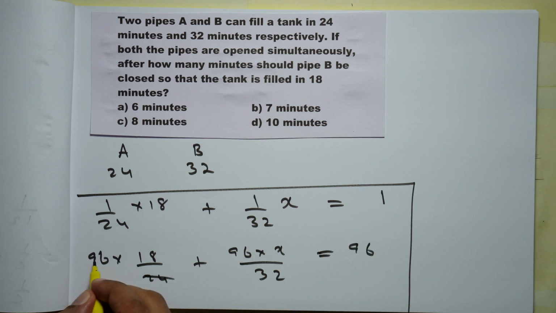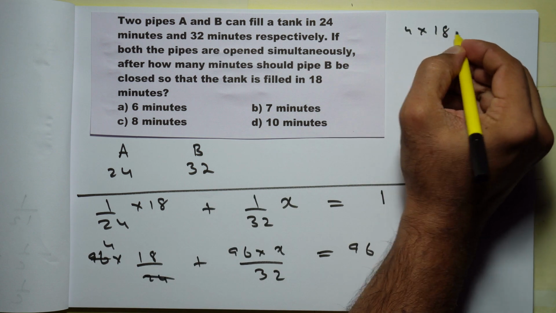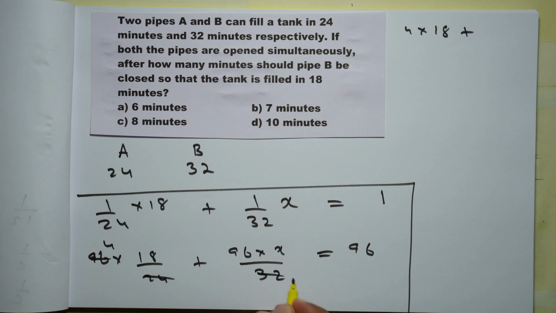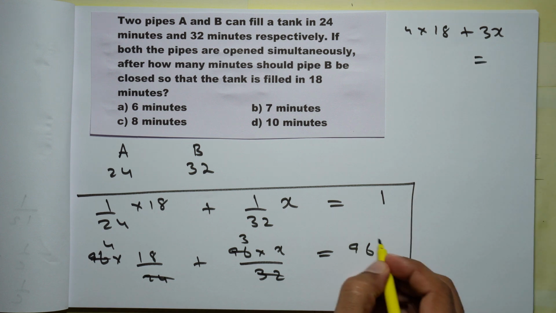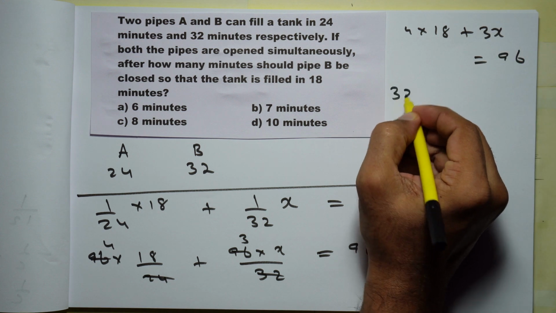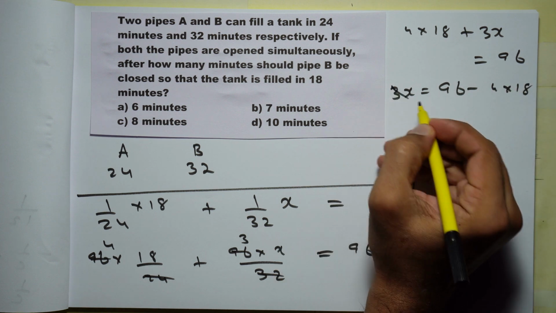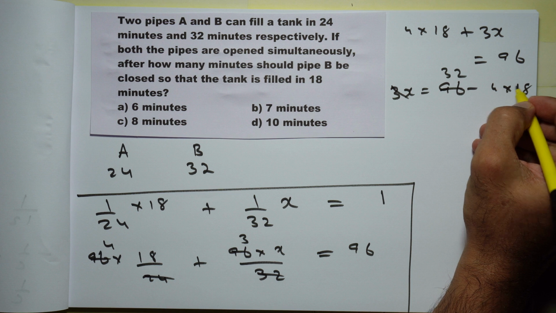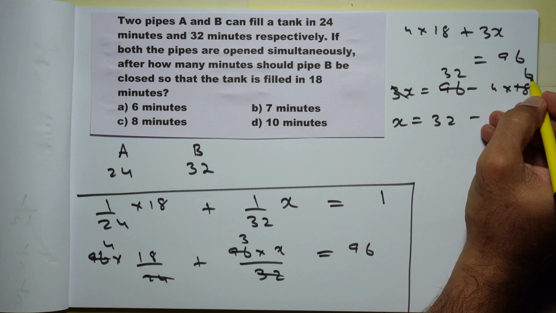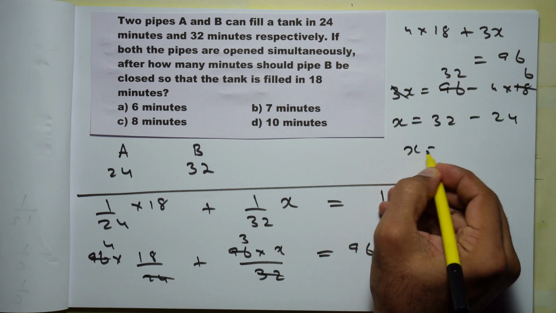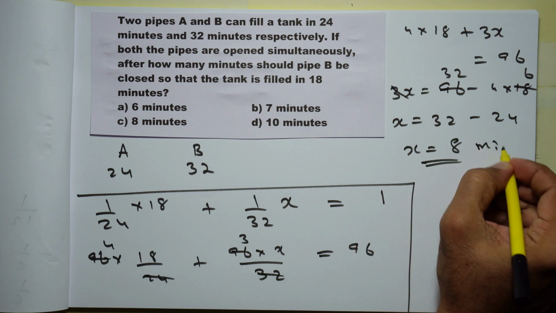Here 24 divides 4 times, so 4 into 18, plus here 32 divides 3 times, 3x, is equal to 96. So 3x you will get as 96 minus 4 into 18. 3 divides 96 32 times, and 3 divides 4 into 18 6 times. So x you will get as 32 minus 4 into 6, which is 24. So x is 32 minus 24, which is 8. So x is equal to 8 minutes.